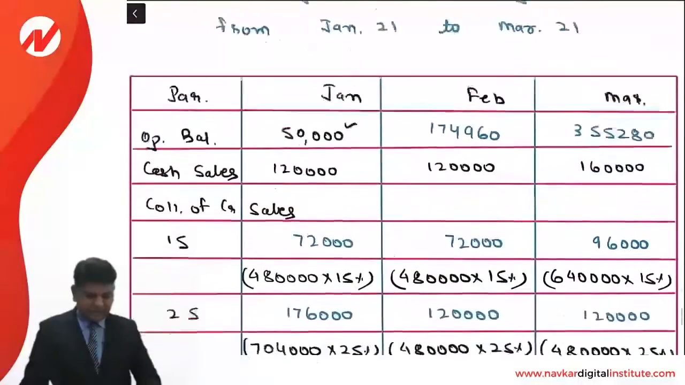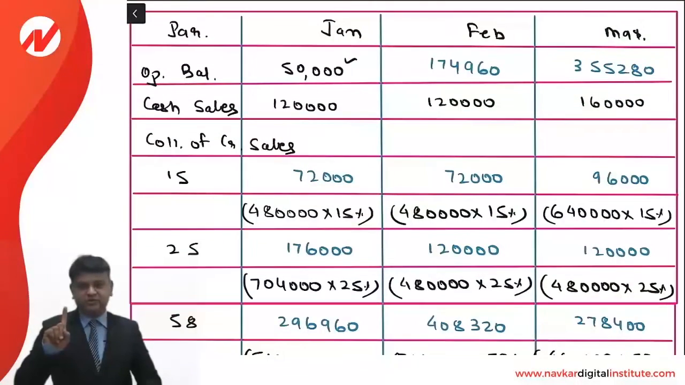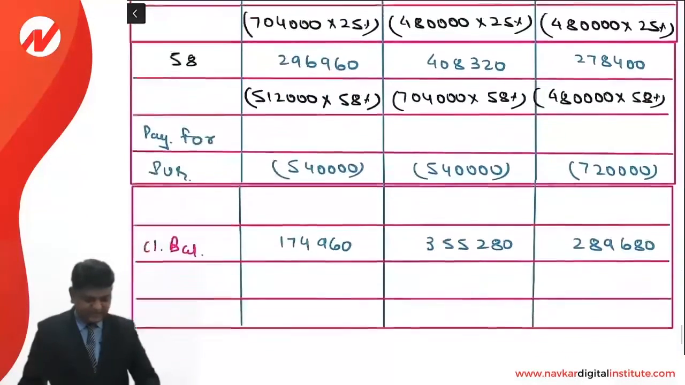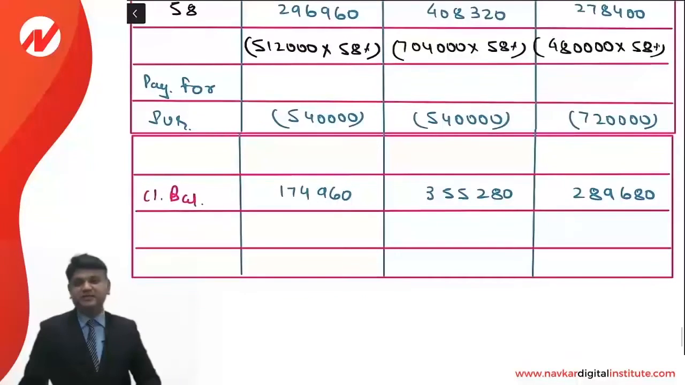Then the cash budget, in which the opening balance is given to us. Of course, cash sales we have to write as it is. Collection of the credit sales will be in 3 installments, and there is a certain percentage of bad debts. What is the percentage of bad debts? That we need not calculate. Payment for purchases, and that is the way the closing balances are calculated.